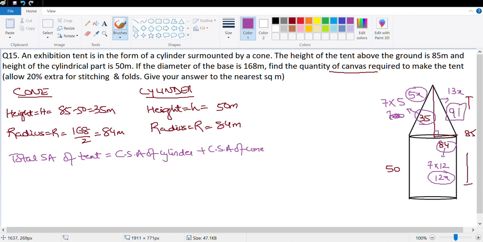In case you did not understand this, you could do the Pythagoras theorem and this side will be equal to the square root of 35 square plus 84 square. If you do this, you will still get the answer as 91.